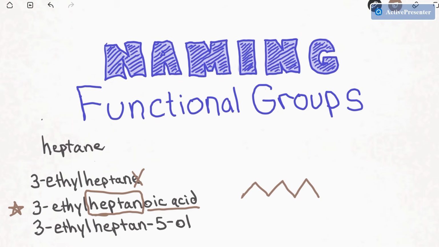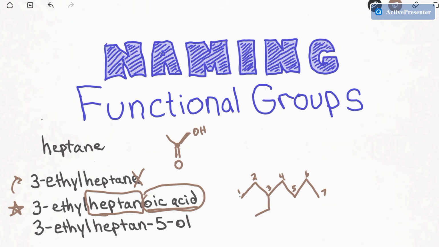And there's a 3-ethyl, just like the second one right here. So we know at 3, we're going to have an ethyl group come off of there. And then it says oic acid. So this is carbon 1, carbon 2, carbon 3, carbon 4, carbon 5, carbon 6, carbon 7. An oic acid means that it is a carboxyl group. Remember, you have this carbon here, and an oxygen is double bonded to it, and then the other thing bonded to it is an OH group.